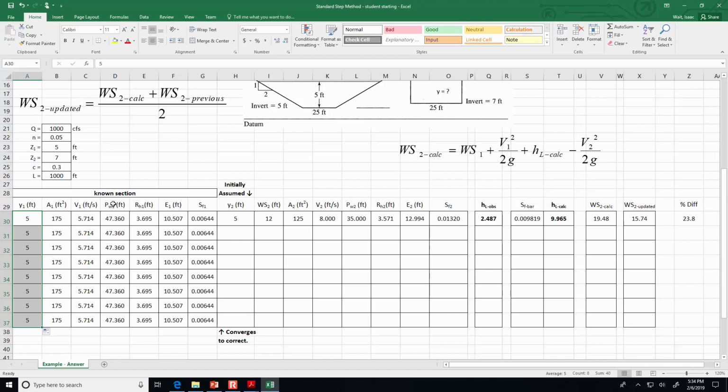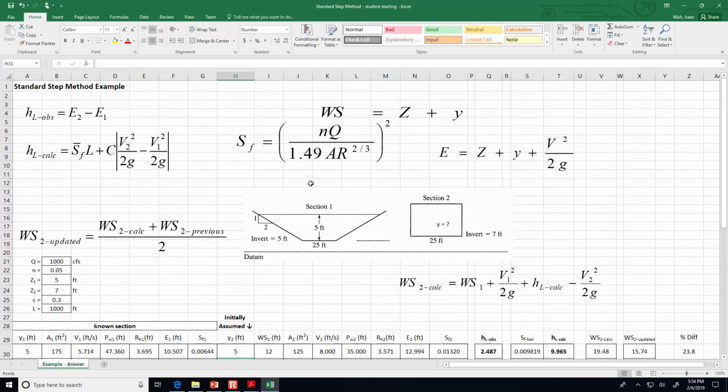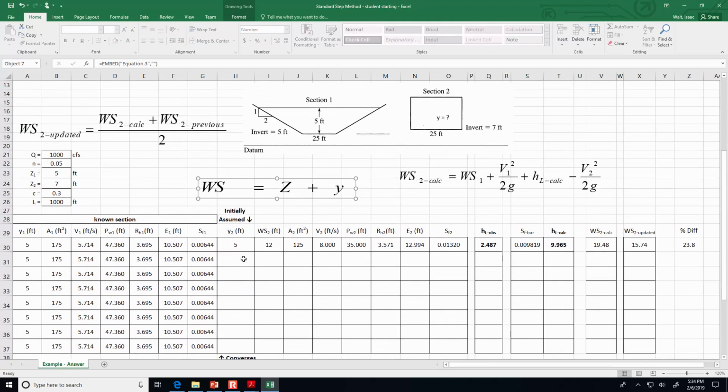What we want to do next is have a better guess. This guess of 5 wasn't a very good guess, but we can use this to come up with a better guess. Remember that the definition of water surface is Z plus Y. So therefore, Y is the water surface minus Z2. We need to put in the dollar signs so that it's always looking up there. So if the water surface elevation is 15.74, then that means that the water depth is 8.74. Okay?